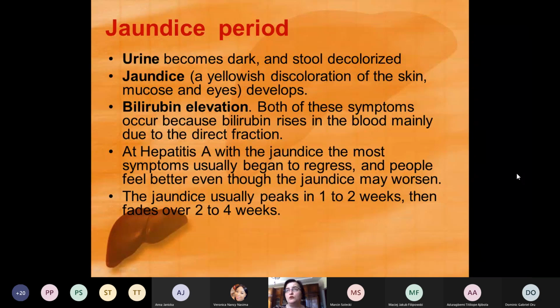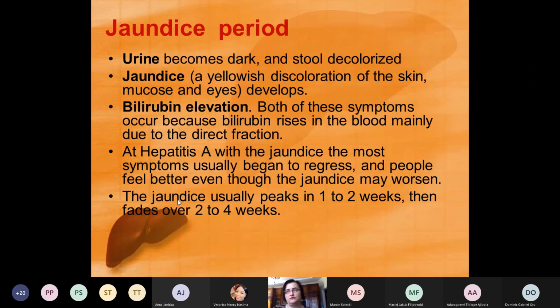After the prodromal period will come the jaundice period, the period of climax of the clinical signs. In the jaundice period, urine becomes dark and stool becomes hypocholic, decolorized. It will not be white or gray, it will be yellow, like light yellow, but not brown. Jaundice, a yellowish discoloration of the skin, mucus, and eyes.